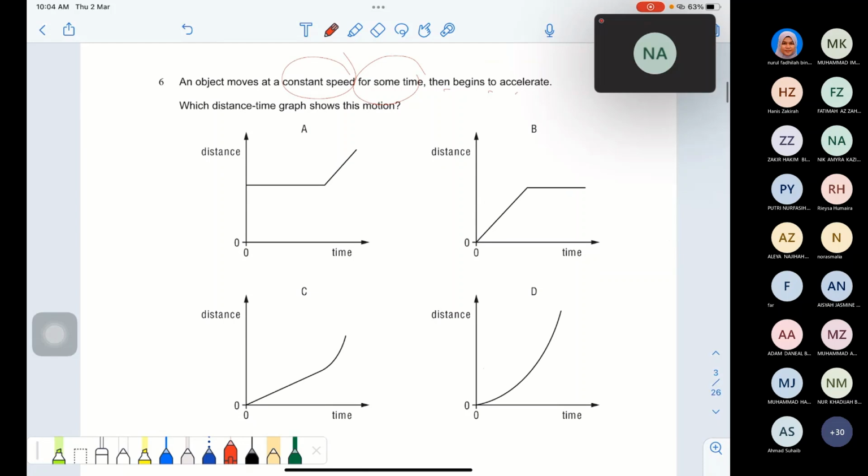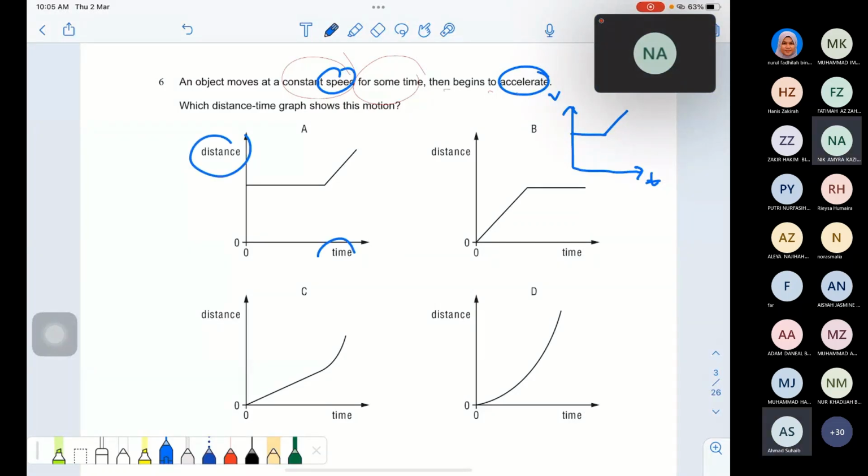Okay, number 6. An object moves at a constant speed for some time, then begins to accelerate. Which distance time graph shows this motion? So that's easy. Cuma yang ini the question is talking about speed tau. Ini acceleration. So kalau ini graph speed, it should be constant speed, this one. And then accelerate. Accelerate macam mana? Menaik. Betul? Naik. Ya. Students ramai, kalau soalan ni soalan exam you, ramai akan jawab A. But A is wrong or correct? Wrong. Kenapa wrong? Because it's not moving. Distance against time graph. The distance.